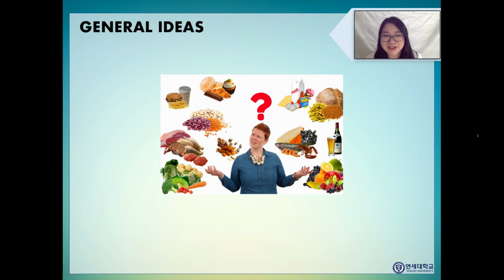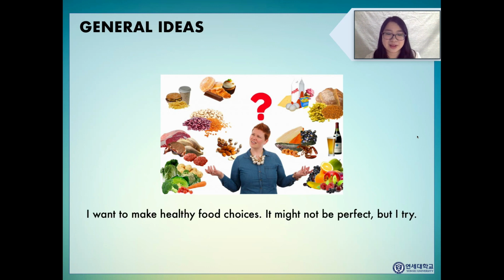She's thinking about all the food she can eat. There are some fruit, vegetables, meat, fast food, processed food, seafood. Let's read the statement and decide if we agree or disagree. I want to make healthy food choices. It might not be perfect, but I try. Do you agree or disagree? Okay, next statement.